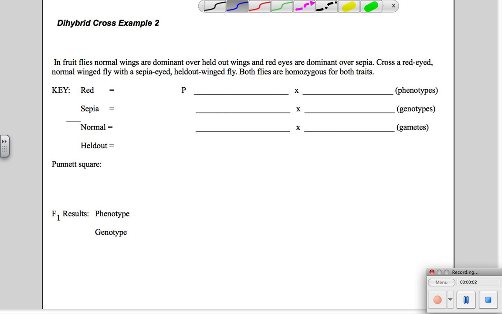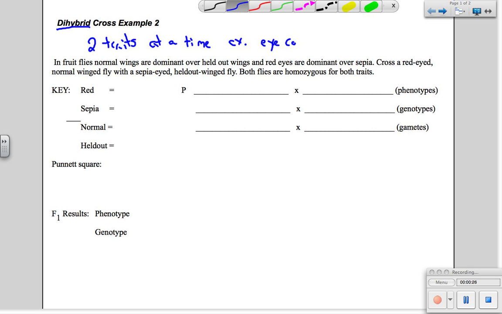Alright, so far we've talked about monohybrid crosses and how to make gametes. Now let's consider the dihybrid cross. In a dihybrid cross, we're talking about a cross between two traits at a time. So for example, eye color and hair color. And we want to see, given two different adults, what the end result is of a cross between individuals with eye color and hair color.